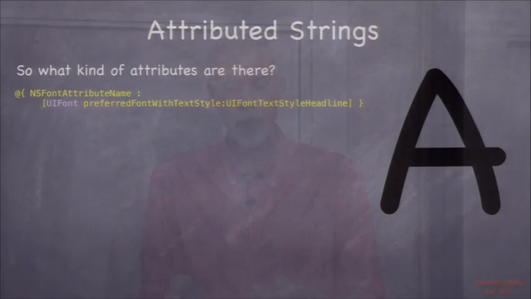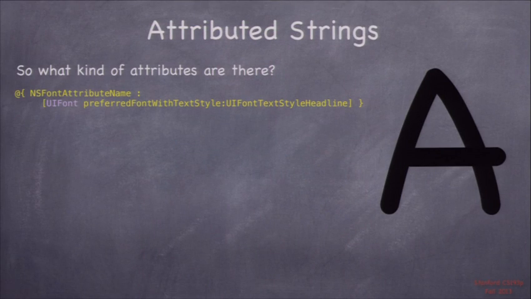Okay, so what kind of attributes are in those attributes dictionaries? One of the big ones is the font. So this is a dictionary. The key for the font is NSFontAttributeName, and you can look up these keys in the documentation. If you look up NSAttributedString, there's a link there which is UIKit additions to NSAttributedString, and all the keys that I'm going to talk about are there. And one of the keys is NSFontAttributeName, and the value of that is a UIFont.